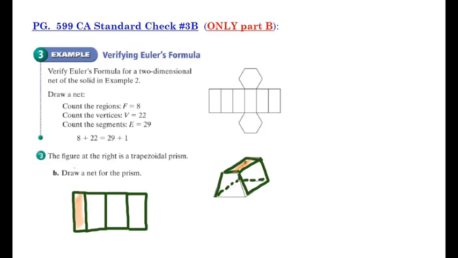Since we don't have any numbers, it's a little bit tricky to figure out. And then I've got to figure out where those trapezoids go. Well, the short side is attached to the orange piece here, so that's where I put it. There's one in the front and one in the back, and that becomes my net.